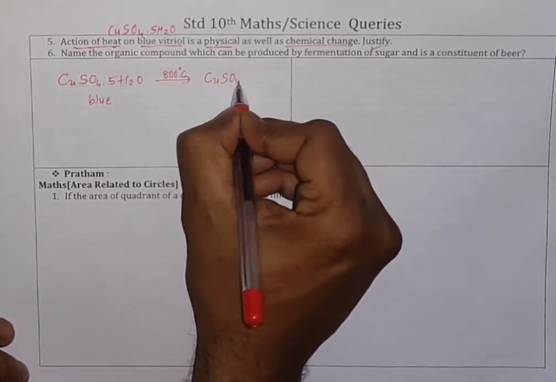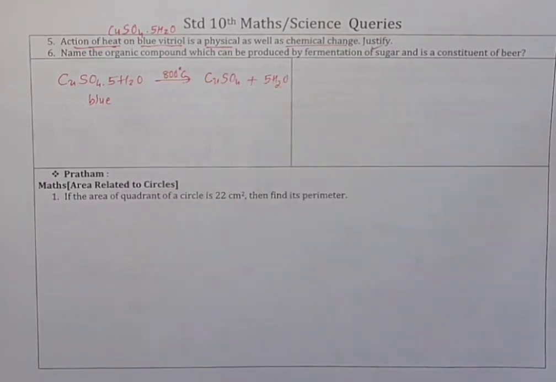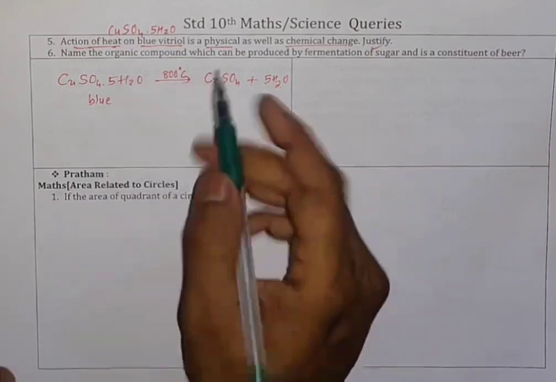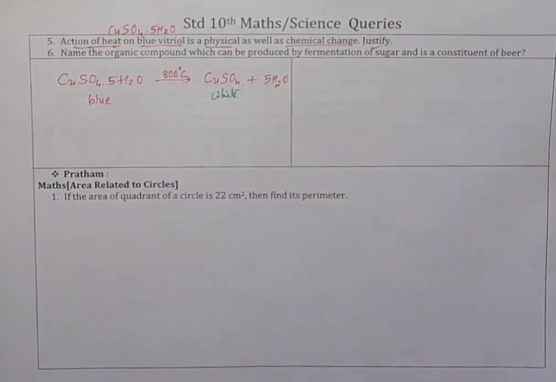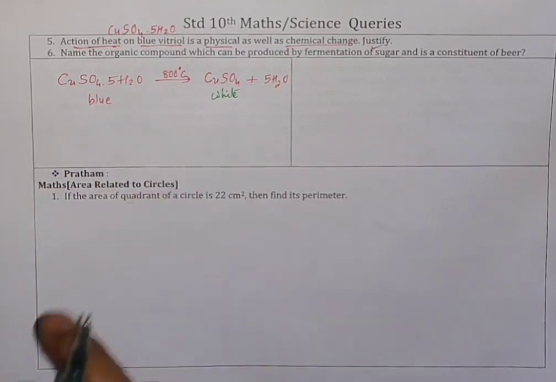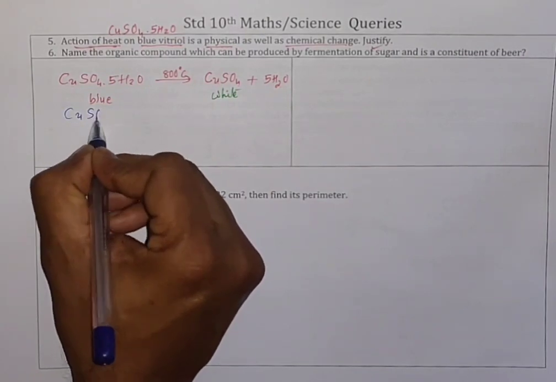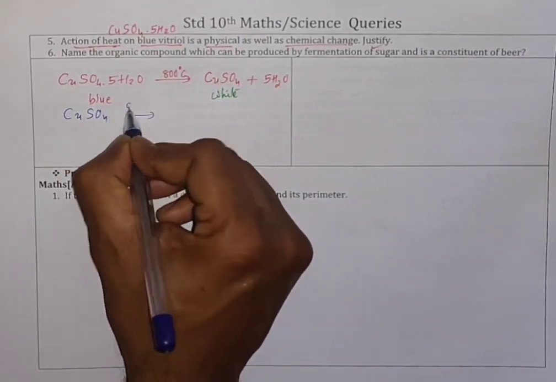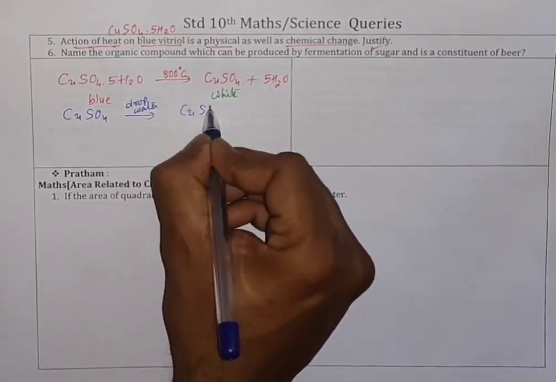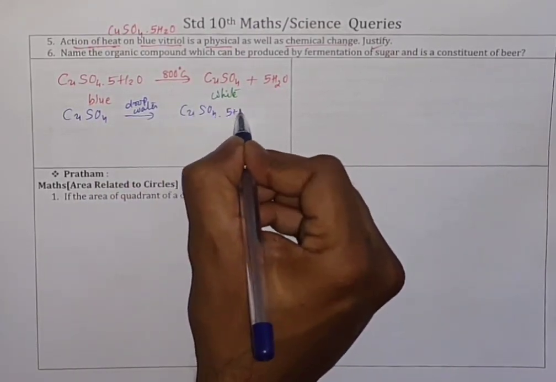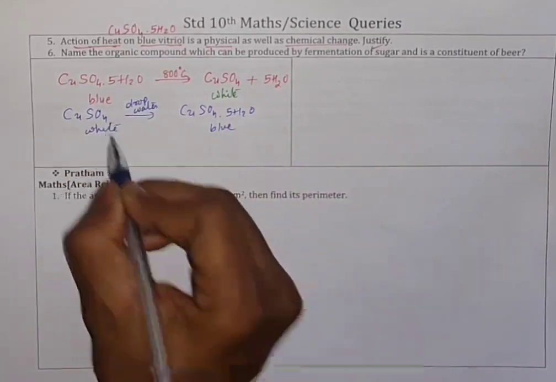Copper sulfate pentahydrate, CuSO4·5H2O, has its water removed. Now this is white in color. So when you heat, the color changed. But when you add water, the copper sulfate again becomes CuSO4·5H2O, so the blue color is obtained again. From white, blue is obtained again.